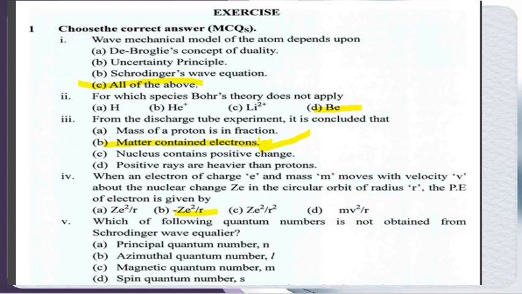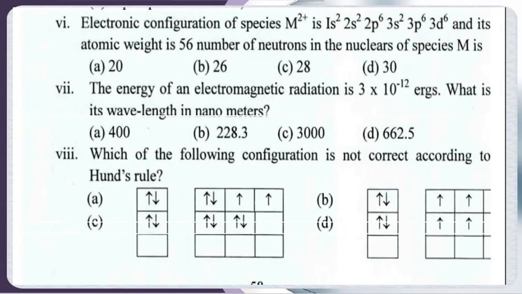Now here the next one is, which of the following quantum numbers is not obtained from the Schrodinger wave equation? It is the spin quantum number. This one is right. Now here the electronic configuration of M2+ is given. The total number of electrons comes out as 24. Atomic weight is also given. It is 56. It is asking you for the neutrons present in the species M.